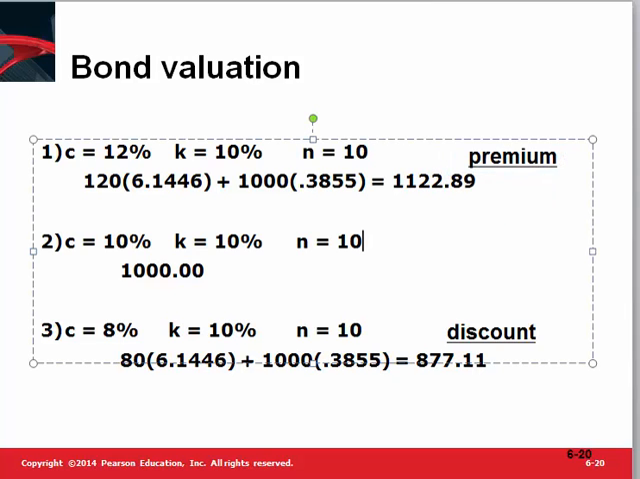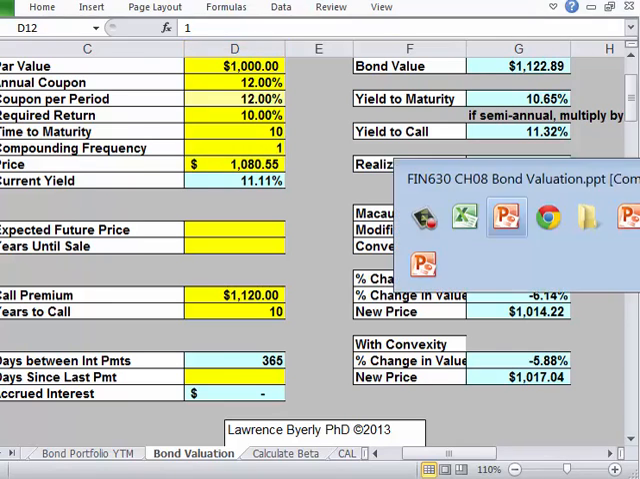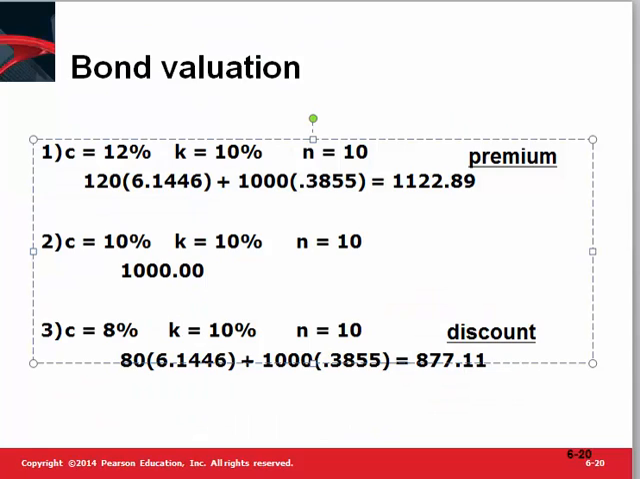So let's just take this bond. 12% is the coupon, 10% is the required return, and time is 10 years. And as you can see here, we have $1,122 as the value. That's what we have right here. We know that when it's like this, we say it's selling at a premium.